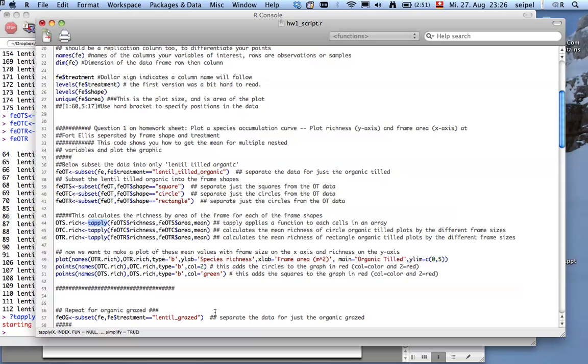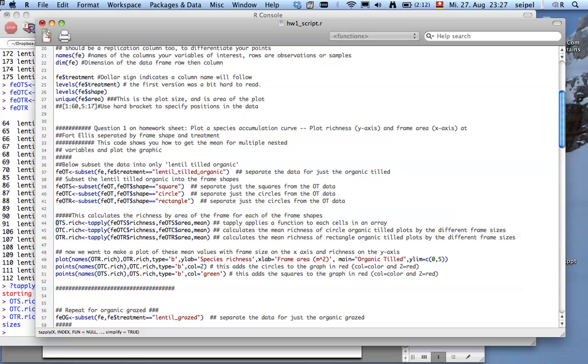So what we're doing here, the syntax of this command line is: to this table, FEOTS, the Fort Ellis organic tilled squares, the richness of those, calculate the mean for all unique values of the area. So I'm going to execute all three of these command lines at once. They all worked fine. I got no errors.